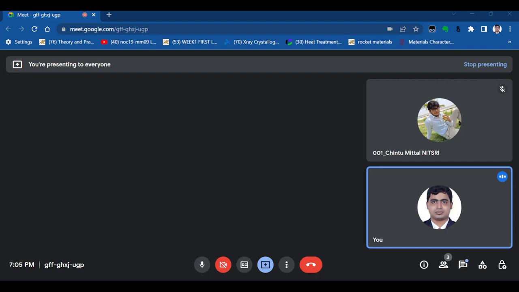As per the question, the principal stresses are 250 MPa, 50 and minus 50. So this one is our 250, this one is 50, this one is minus 50. Wherever the circle cuts the x-axis, those are the principal stresses, because there the shear stresses are zero.